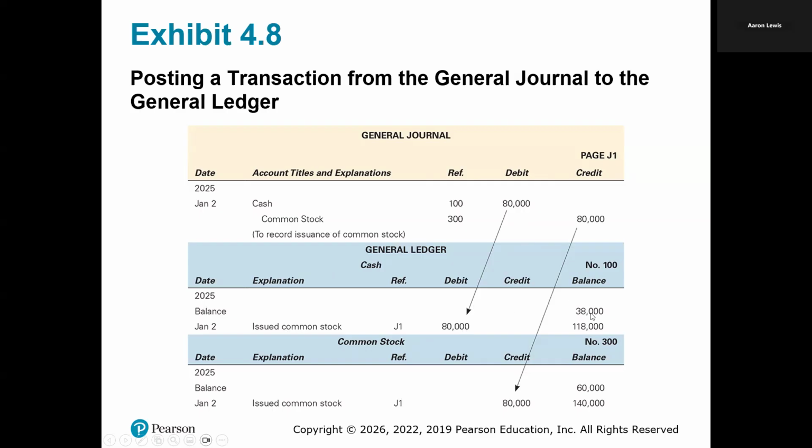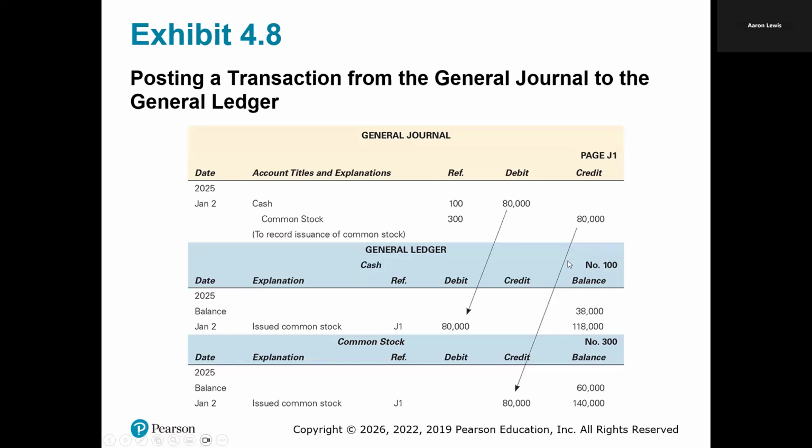At the end of the general ledger, you will have the balance before the transaction happened. So this company had $38,000 in cash, and then the balance after the transaction happened. If they had $38,000 in cash and they got 80,000 more, they'd have 118,000 now.